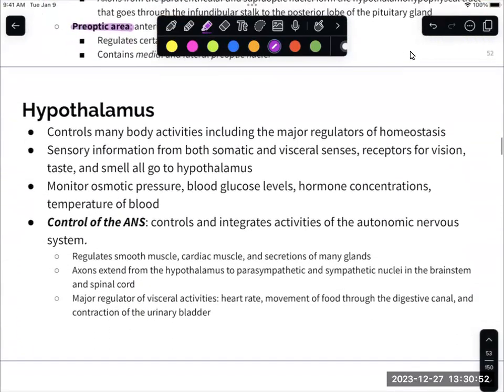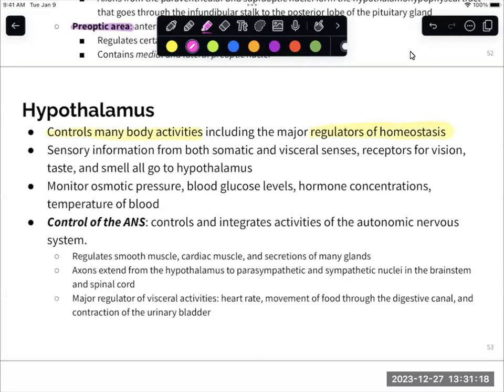But what does it do? It's going to control many body activities. It regulates homeostasis in our body. The hypothalamus is regulating your homeostasis. It's going to come back to you in anatomy too.